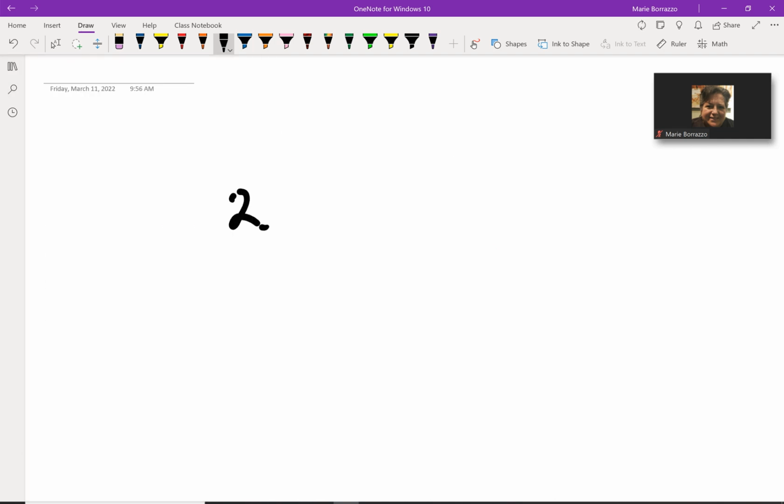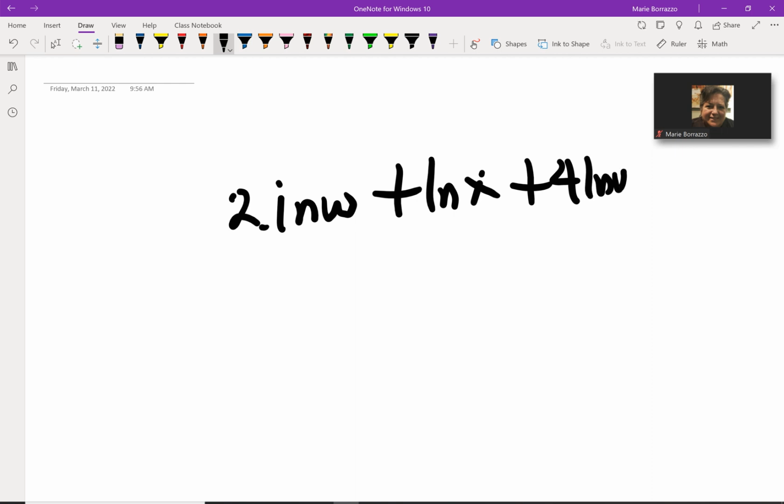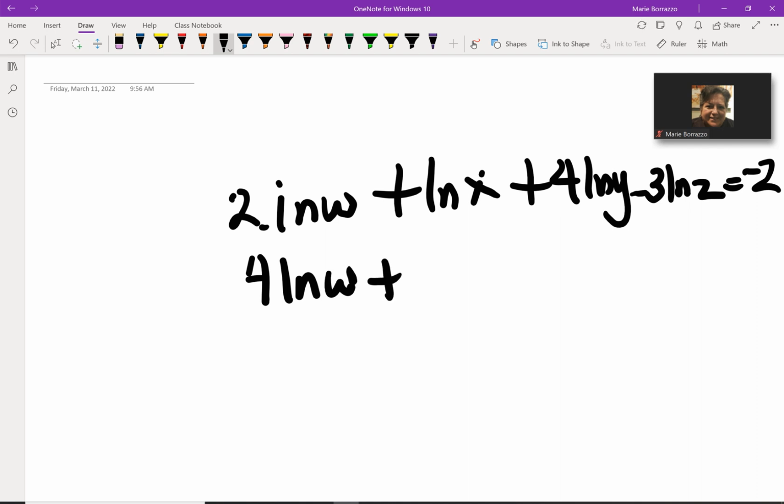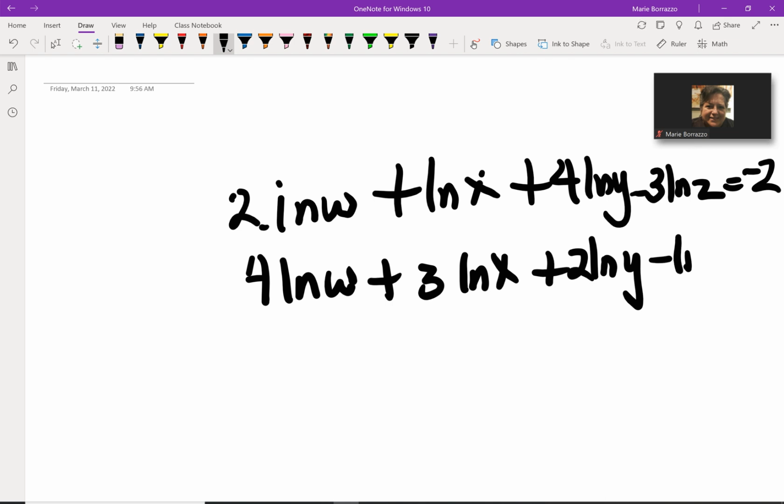2 natural log w plus natural log x plus 4 natural log of y minus 3 natural log z equals -2. All right, then they give you 4 natural log w plus 3 natural log x plus 2 natural log y minus natural log z equals 0.